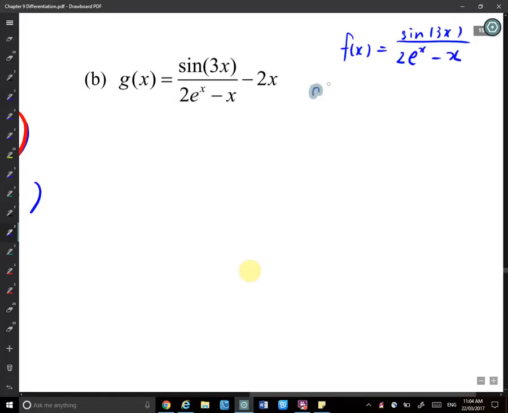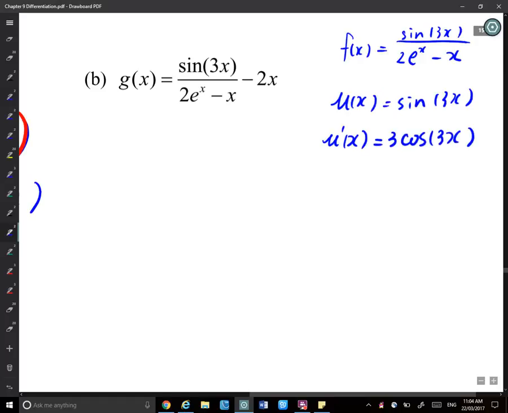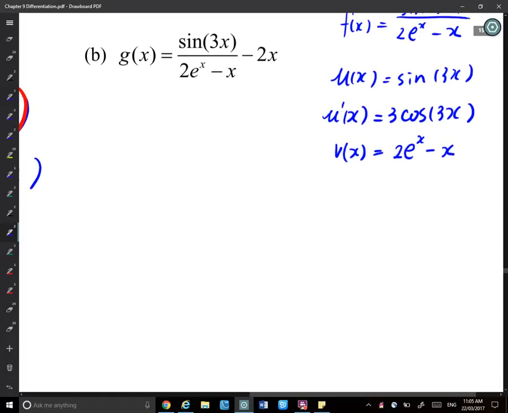And let's say u(x) equals sin 3x. So you know you need to differentiate that. So what is u'(x)? u'(x) is 3 cos 3x, right? u'(x) is 3 cos 3x. And what is v(x)? v(x) is 2e^x minus x. 2e^x minus x.